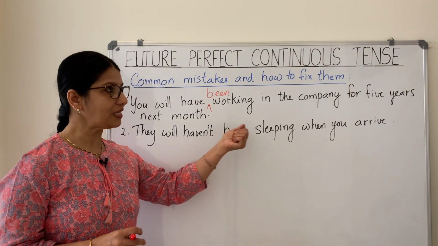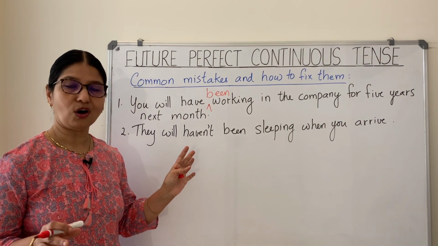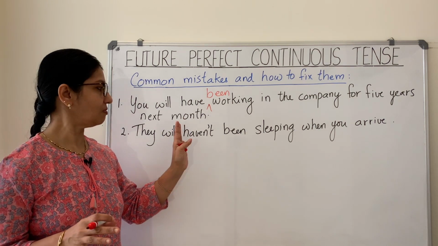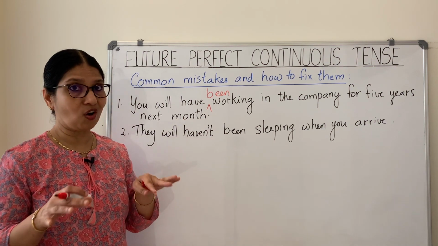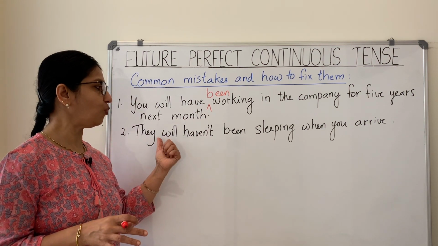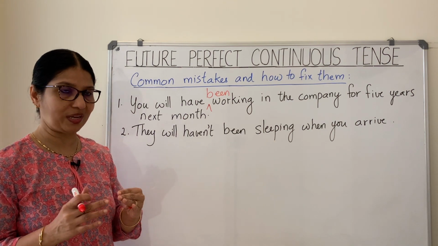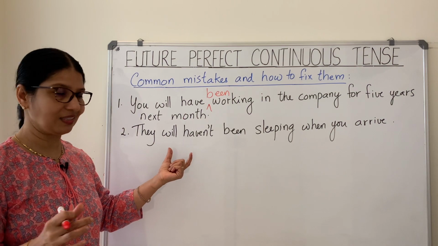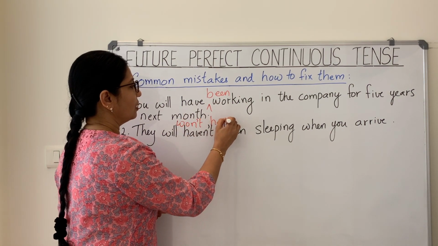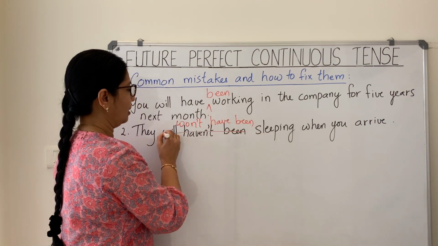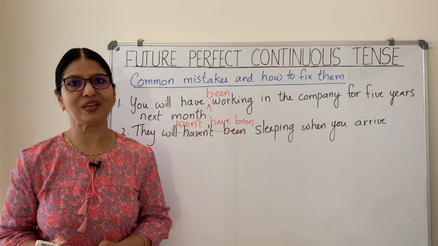They will haven't been sleeping when you arrive. In this sentence, in fact, all the 4 components of the form are there. You have will, have, not, been, but the order is wrong. It should have been will not have been, and the words should have been clubbed in a different way. So you put will and not together. So you have they won't have been. This is the right order. They won't have been sleeping when you arrive.